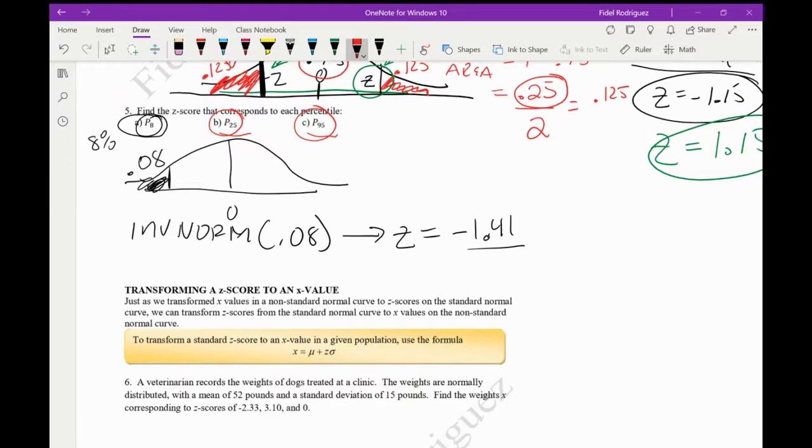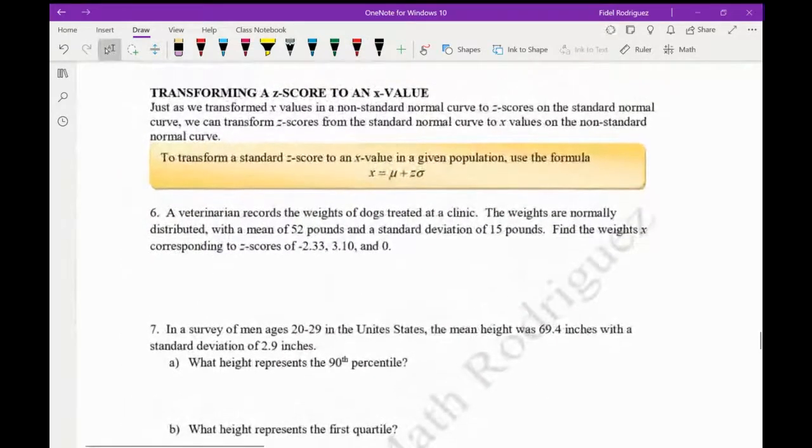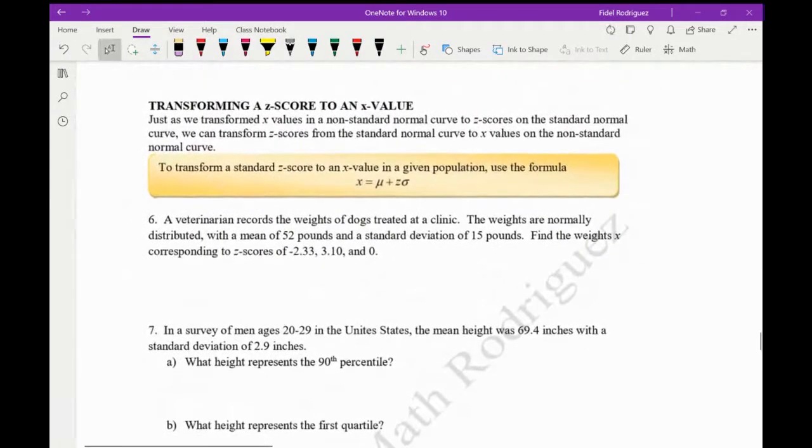Let me jump down to the next piece here, and I'll explain this part. It says transforming a z-score to an x value. It says we just transformed x values in a non-standard normal curve to z-scores on the standard normal curve. We can transform z-scores from the standard normal curve to x values on the non-standard normal curve. It gives me a formula right here, and I'm going to show you how I'm going to work this formula.